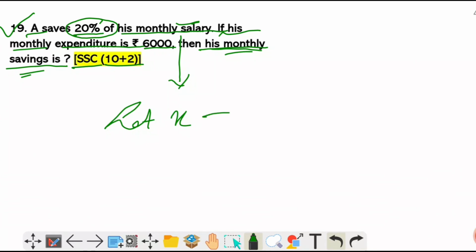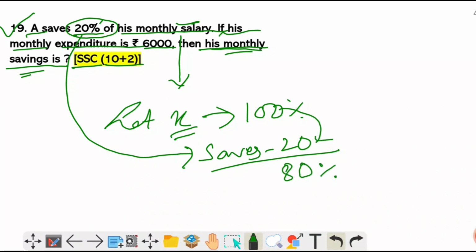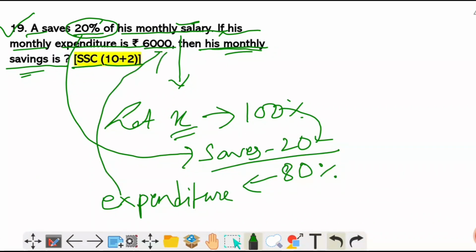Out of 100% he saves 20%. That is, his savings is 20% and the remaining money, that is 80%, will be his expenditure. That means after saving 20% he spends 80% of his money. And here in this question, 80% of his money is the expenditure, that is given as rupees 6,000. So from this clue we'll find out the answer.